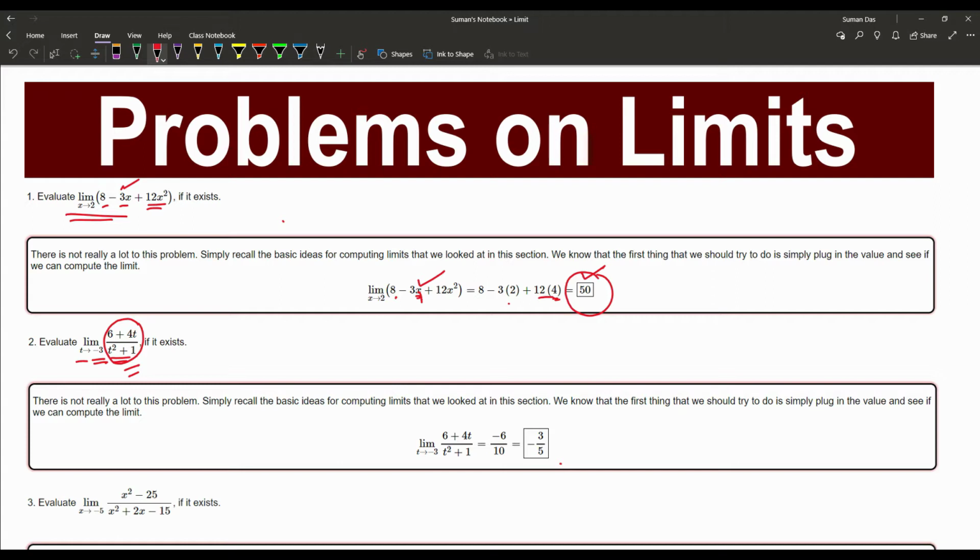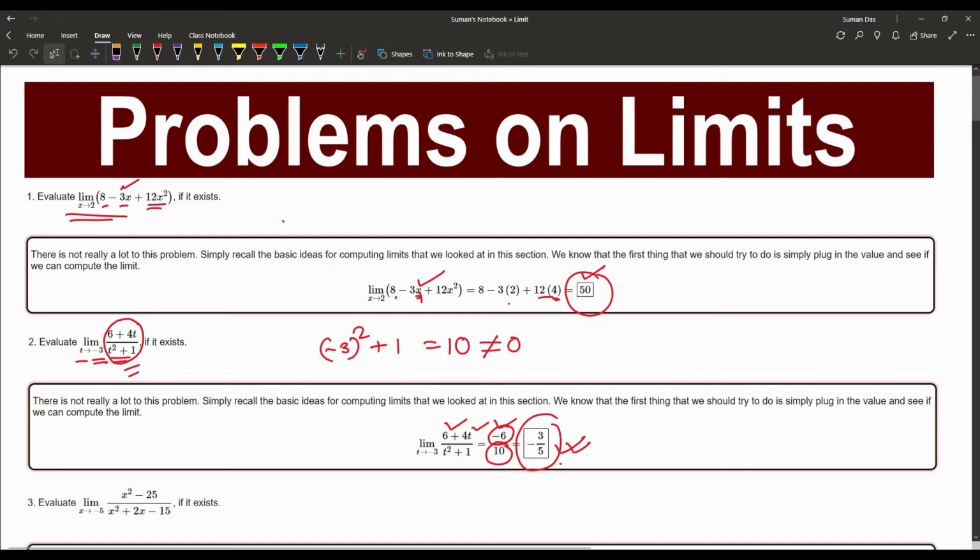So when we put the value t equal to minus 3 here, we get t square, that means minus 3 whole square plus 1, which is equal to 10, that is not equal to 0. So simply in the function we can put the value t equal to minus 3. After putting the value, the numerator part is now minus 6 and the denominator is 10. So simply we can get the result as minus 3 by 5.